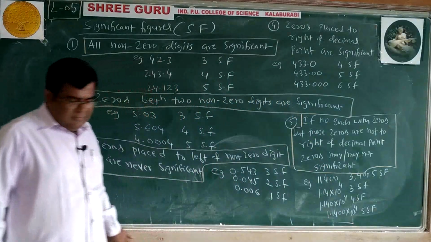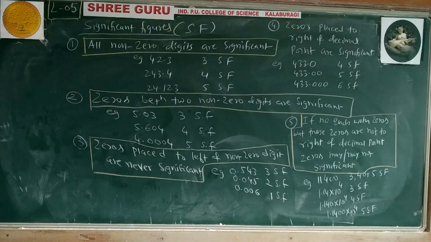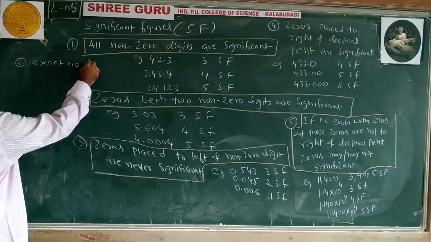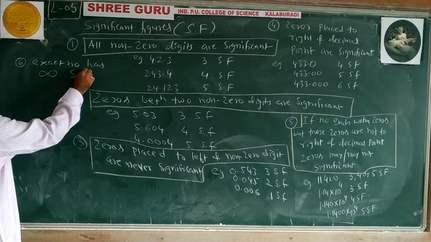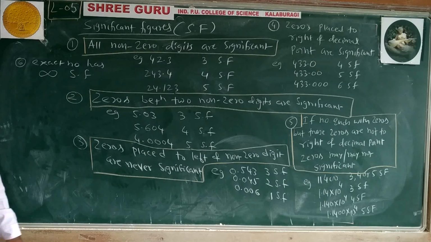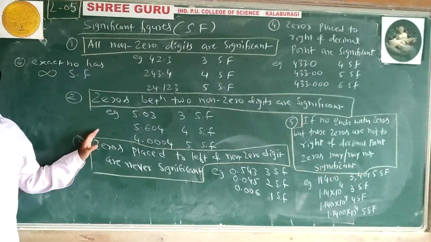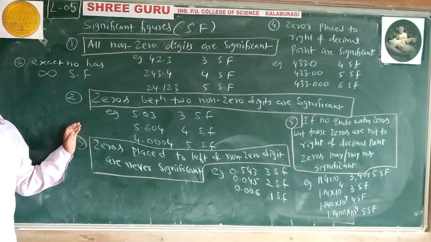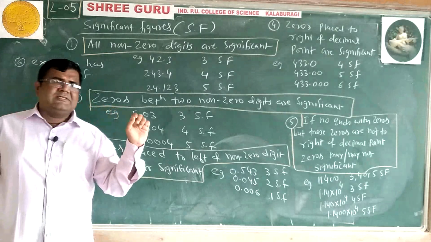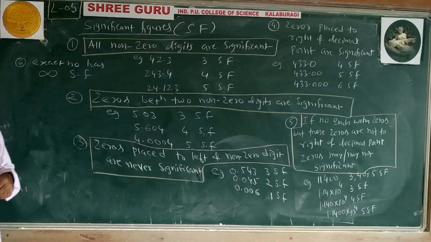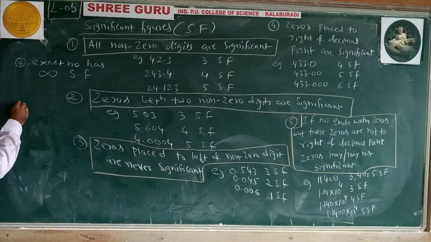So these 5 rules I have given. The sixth one also we can say: exact number has infinite significant figures. Exact numbers, for example, the value of pi, the value of g, gravitational constant. It has infinite significant figures because we can write a decimal point and we can go on adding the 0. So exact numbers are having infinite number of significant figures.